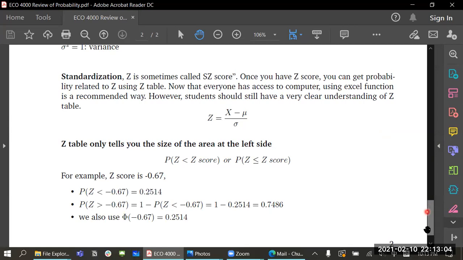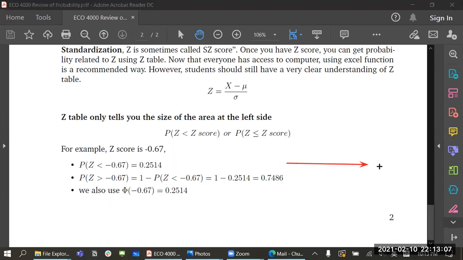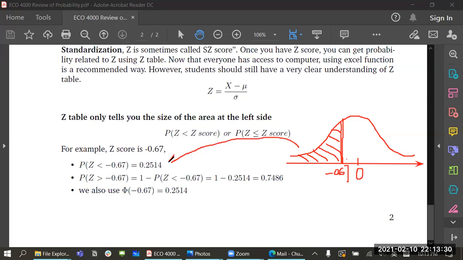So what does it mean? This is the standard normal distribution. Here is 0 in the middle. Here is -0.67. And according to what we find on ZTable, this red area is 0.2514. What if I need another area that is at the right side? Using ZTable, I will never know the right side. Let me say it again: using the ZTable, I will never know the right side.